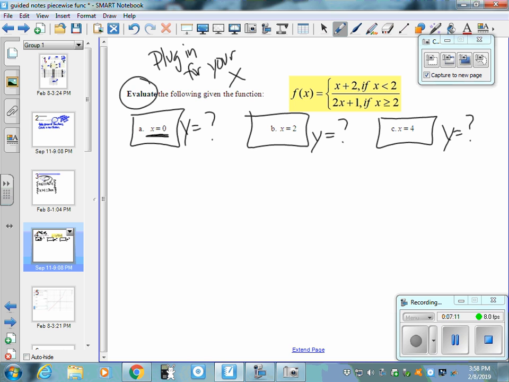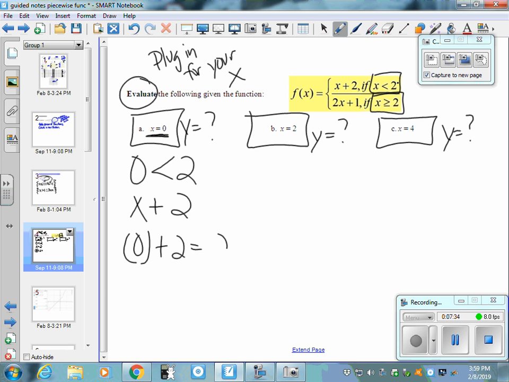So when x equals 0, you've got to look at your restrictions to know when x is 0. So is x less than 2 when it's 0, or is it greater than or equal to 2 when it's 0? So it's going to be less, because 0 is less than 2, so you're going to use this function, x plus 2. You're going to plug in the 0 and get 2. Okay. Then x equals 2.